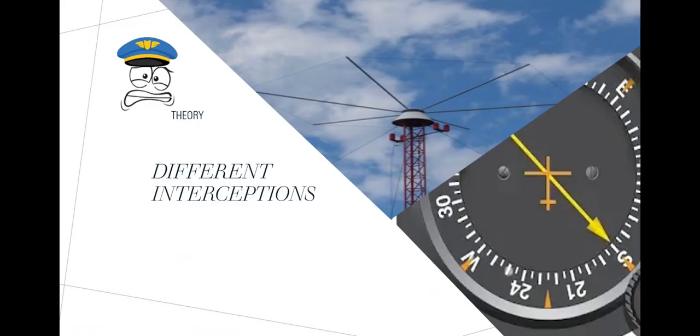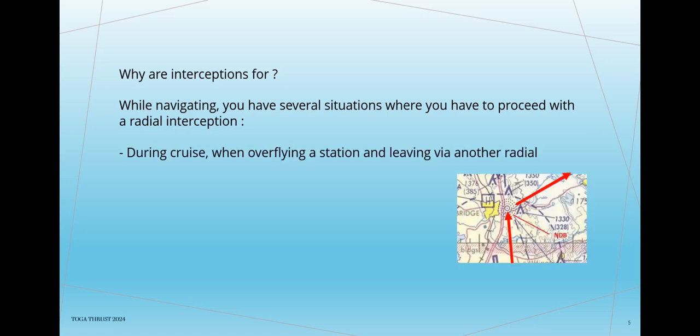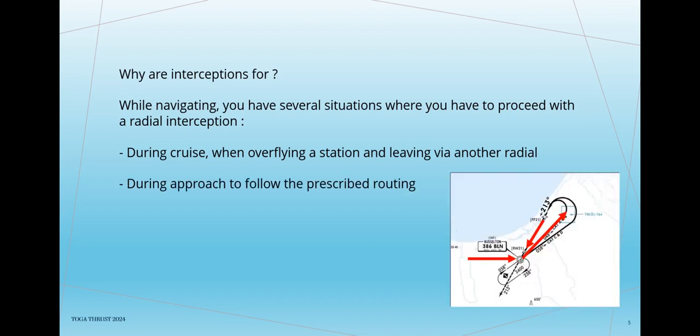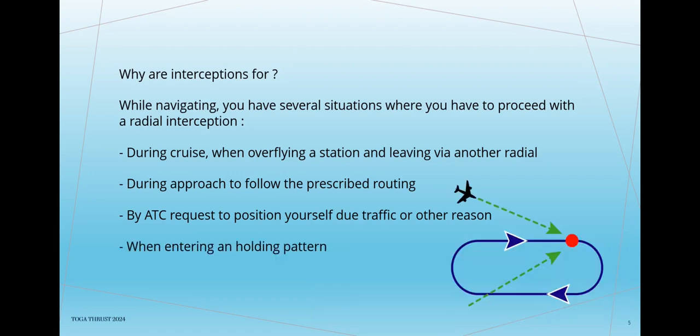Different interceptions. What are interceptions for? While navigating, you have several situations where you have to proceed with a radial interception. During cruise, when overflying a station and leaving via another radial. During approach to follow the prescribed routing. By ATC request to position yourself due to traffic or other reason. When entering a holding pattern.